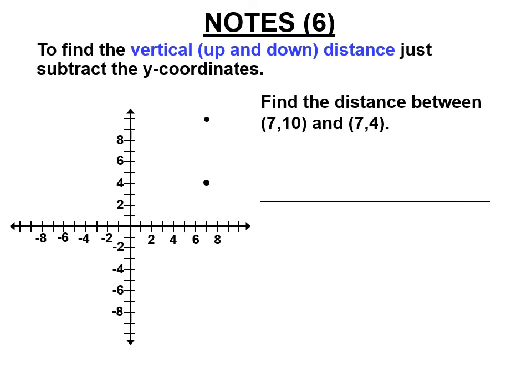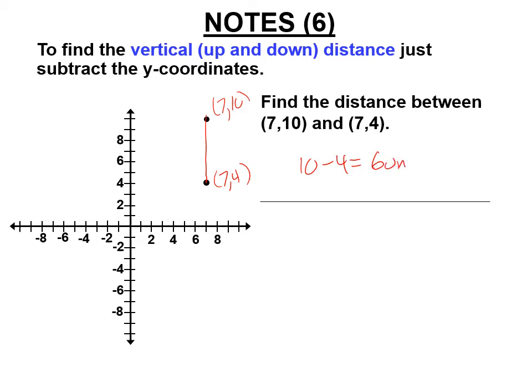Okay. So now those were all horizontal. Now we're going to do vertical. So you have to memorize this. Horizontal, you subtract the x coordinates. Vertical, right? So we have 7, 10 there, and 7, 4. Vertical, you subtract the y coordinates. 10 minus 4 is 6.